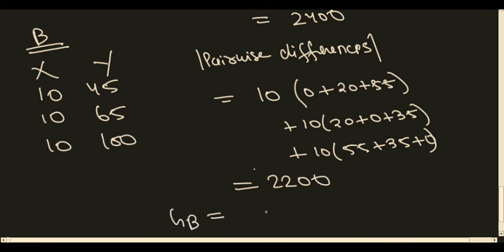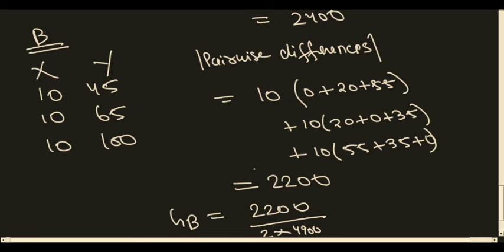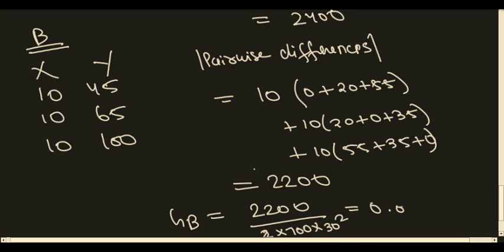And now the Gini coefficient for country B equals 2200 upon 2. We have mean income as 700, so 700 into 30 square. This comes out to be 0.0017174.